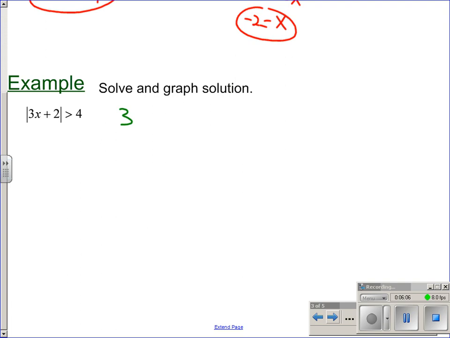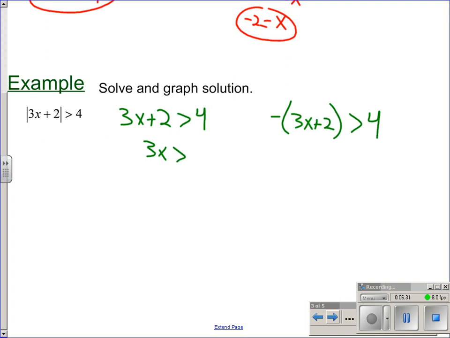So once again, with the inequality, pretend it's an equal sign. Positive of what's inside the absolute value. That's the first case. And the negative of what's inside. Everything about that inequality stays the same. You're just taking the two cases, positive and negative of what's inside the absolute value. And then from here, it's just normal solving process. Subtract 2, divide by 3.